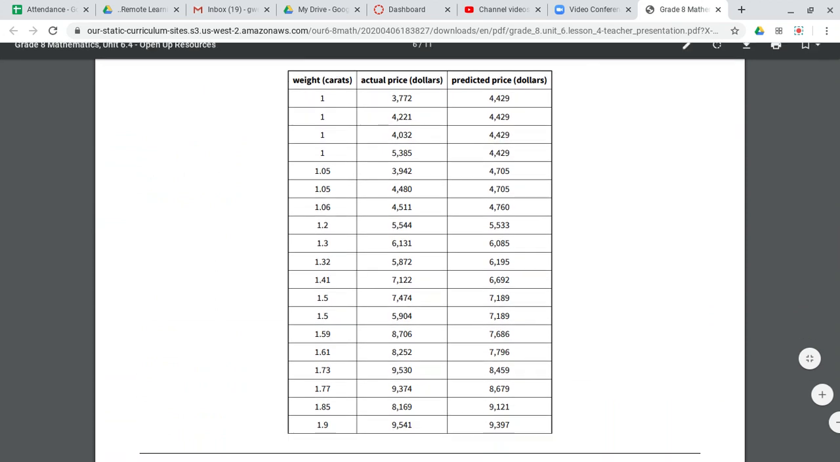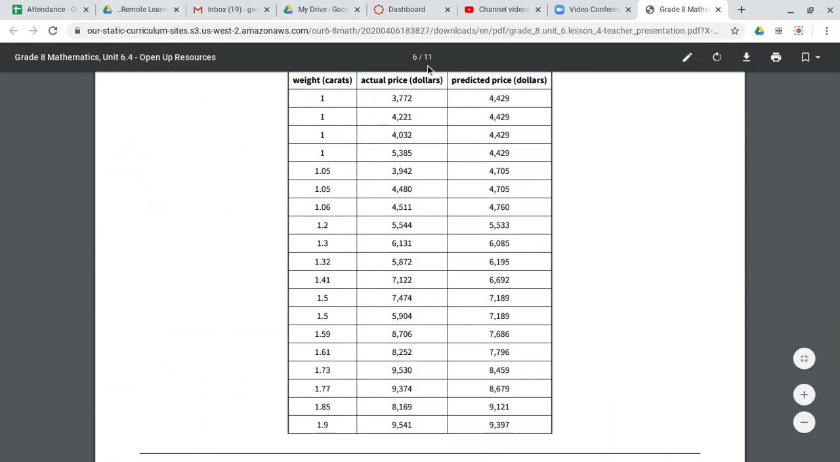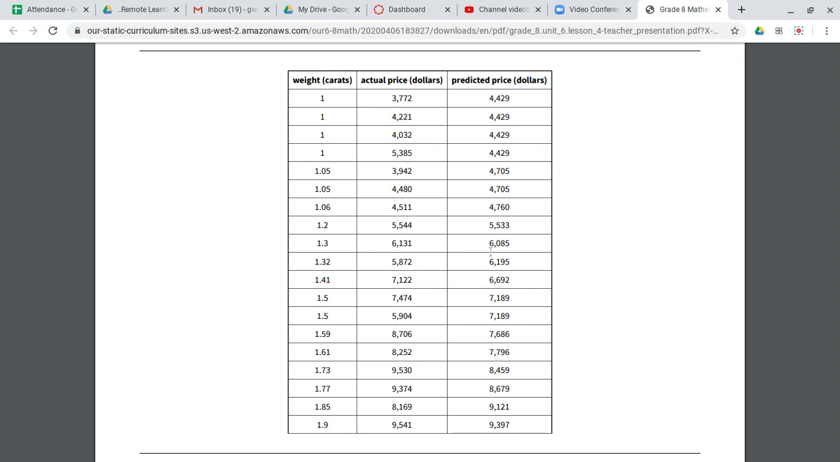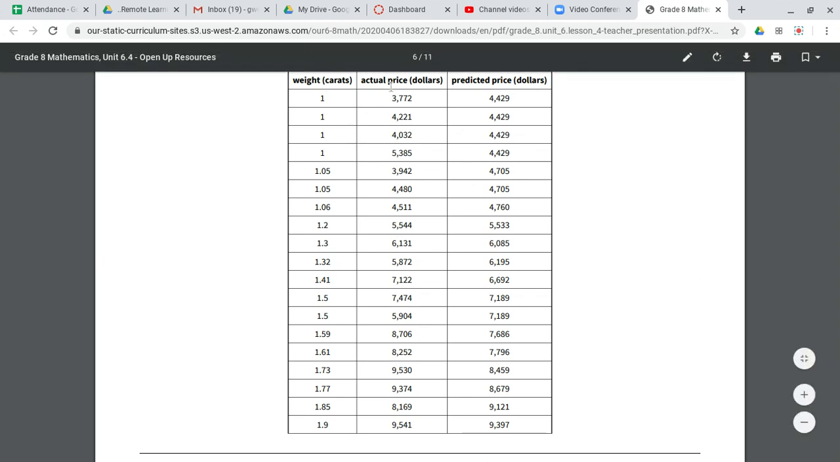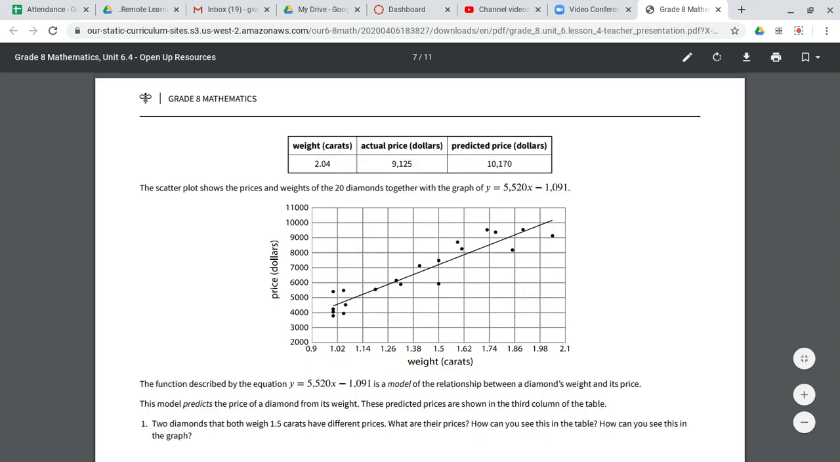So we're looking at the weight in carats with the actual price and then the predicted price based on a scatter plot. So looking at this, when we've got 1 carat, we've got these 4 different prices. We've got the predicted price, only 1. So we've got all these different values. We've got the predicted, so with a line of fit where it should be based on the data that they have and what these actual values are.